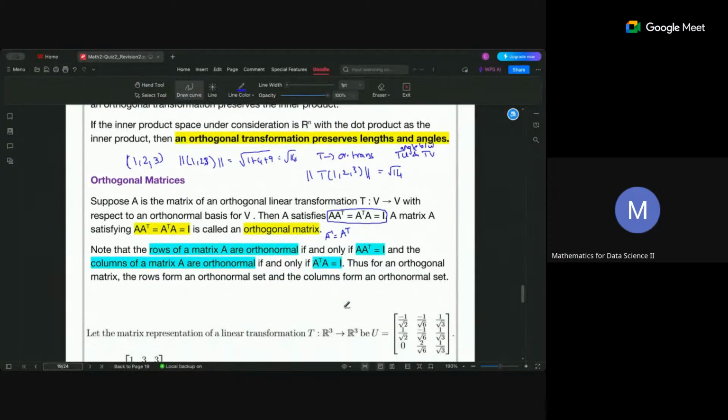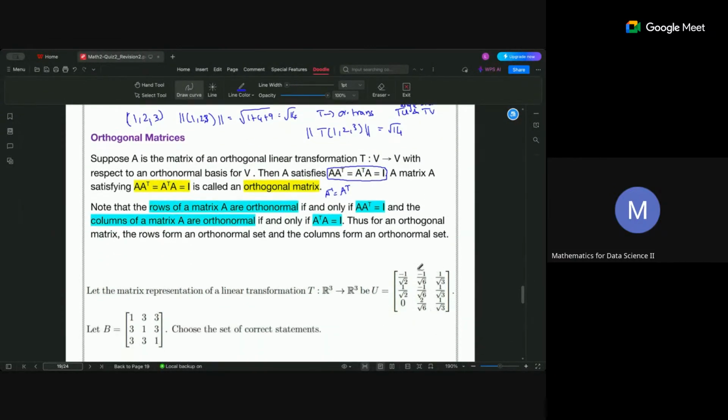Okay. So one thing you note is that if only this condition is there, then only the rows are orthonormal, and this condition implies that the columns are orthonormal. Only when both the conditions are there, you can say that the columns as well as the rows are orthonormal. It means that for an orthogonal matrix, the rows as well as the columns form an orthonormal set. Is that clear? Yeah.